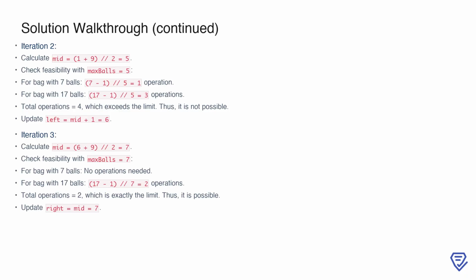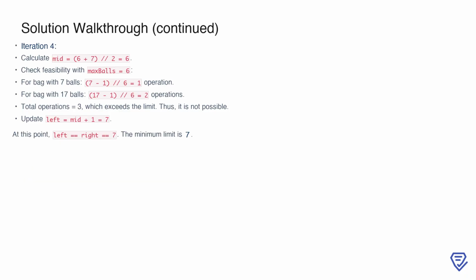For this limit, the first bag with 7 balls requires no operations, and the second bag with 17 balls requires 2 operations. The total operations needed are 2, which matches the allowed limit. Therefore, the limit of 7 is feasible, and we update the upper bound, right, to 7.